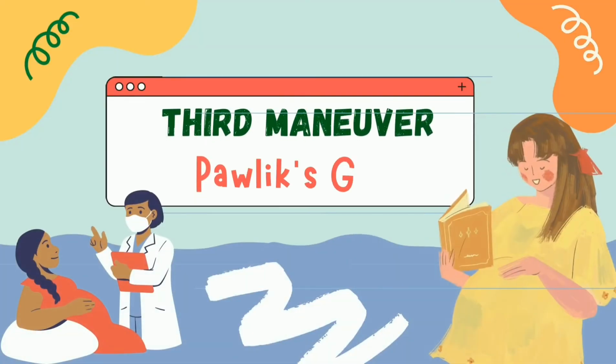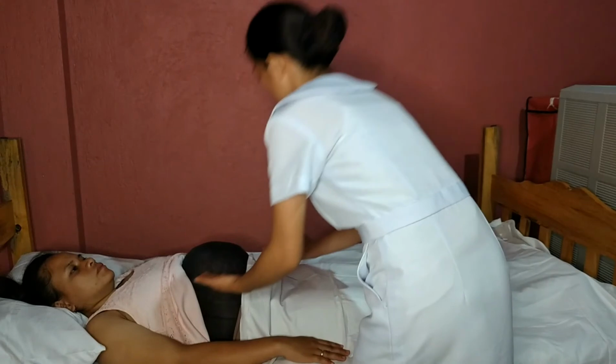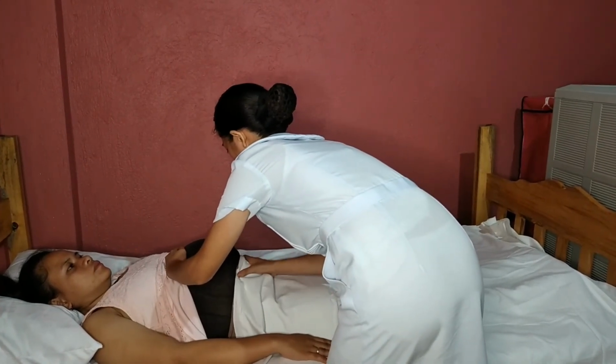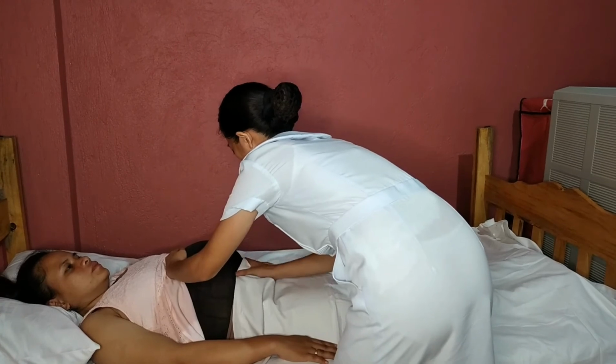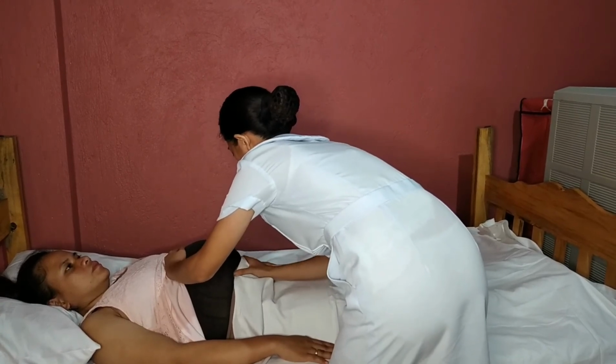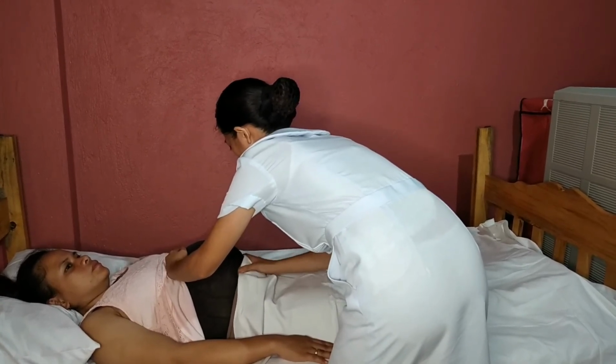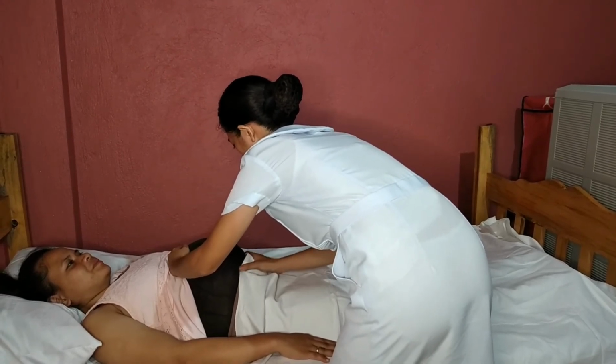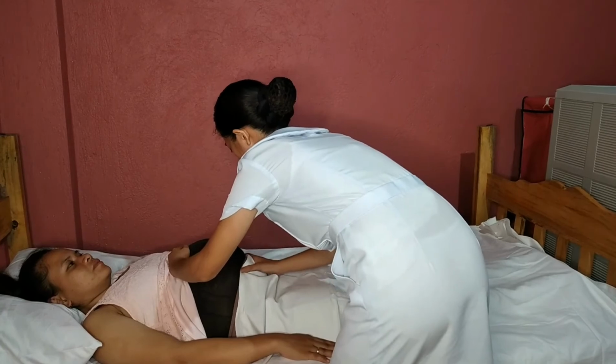The third maneuver is called Pawlik's grip. Place one hand just above the symphysis. Using thumb and finger, grasp the lower portion of the abdomen above the symphysis pubis. Press in slightly and make gentle movements from side to side. This is to determine engagement of the presenting part.